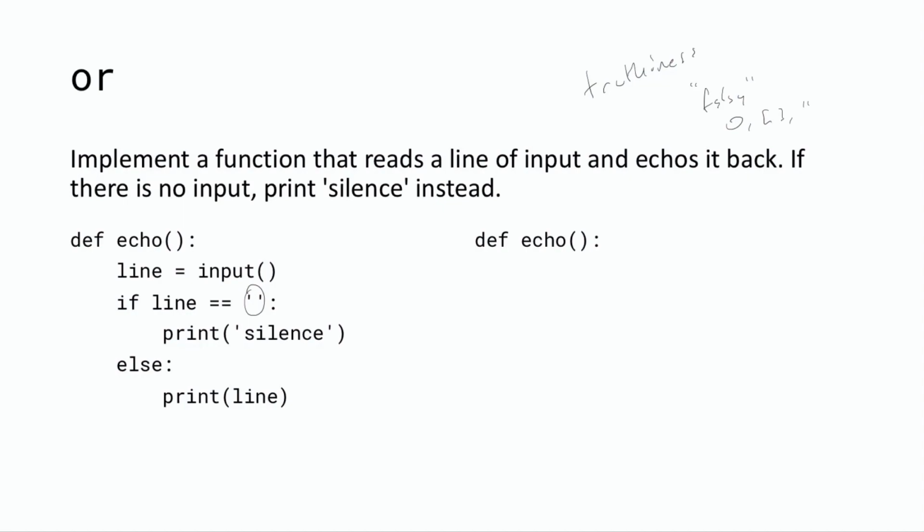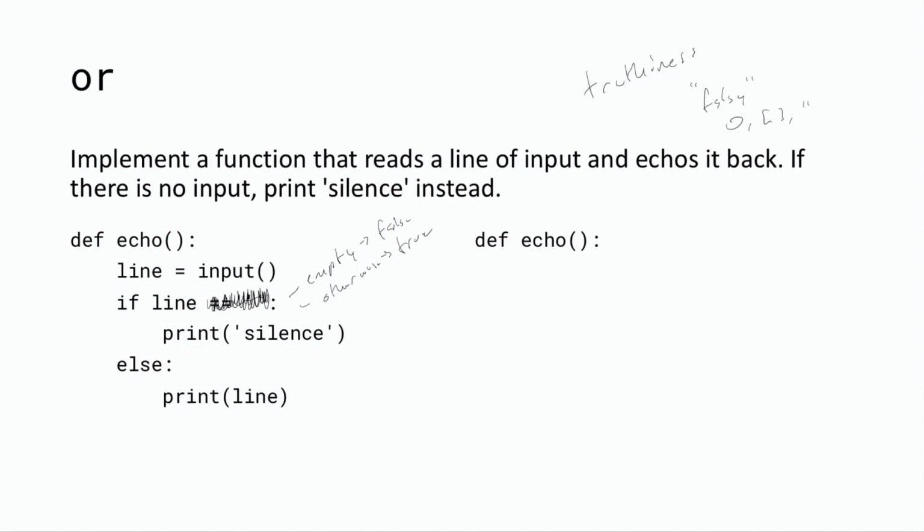And so we can rewrite this condition to make it a little bit simpler. What we could do is get rid of this right here, and the condition is just if line, right? Then if line is an empty string, this condition would be false. So empty means false, and otherwise it would be true, right? So that's an important thing.